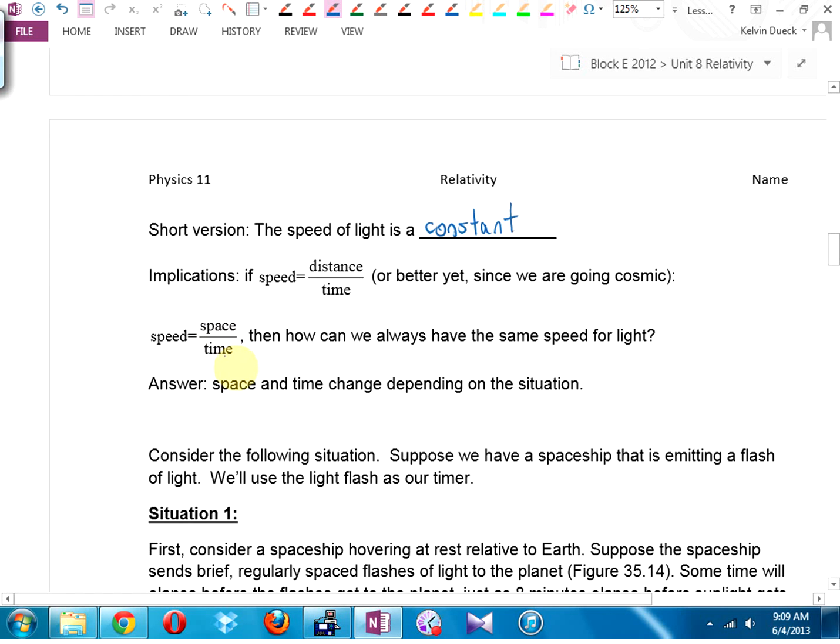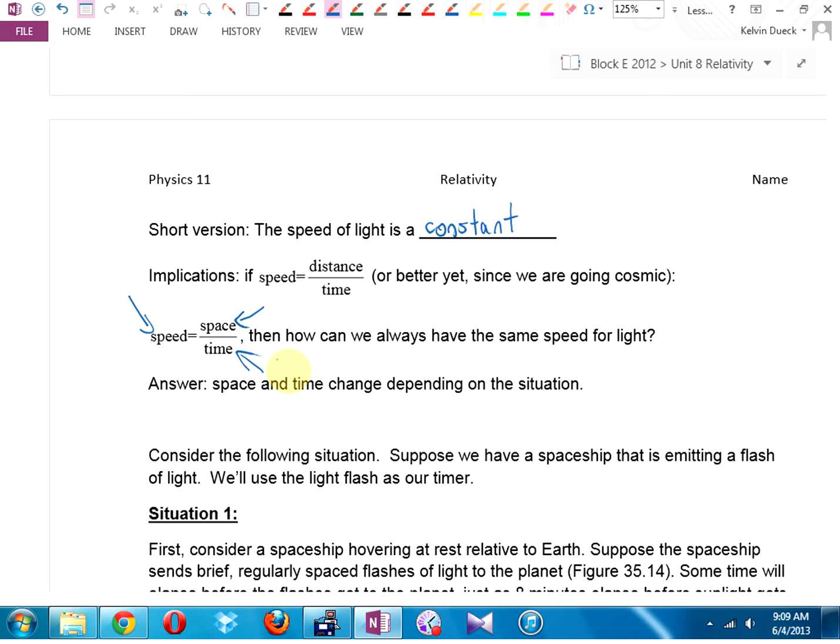then how can we always have the same speed? How can this answer never change? The only way that that can be occurring is if one of these guys changes depending on the situation. Space and time are not constant. Time does not move the same. Time is not measured the same for everybody, everywhere.